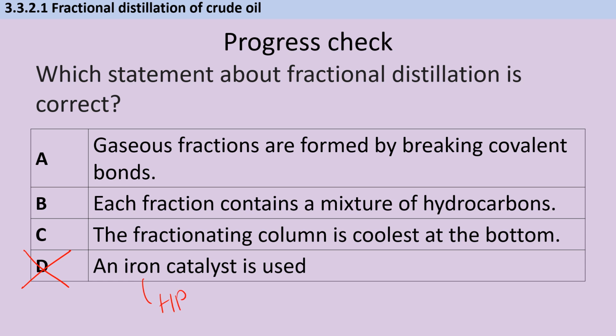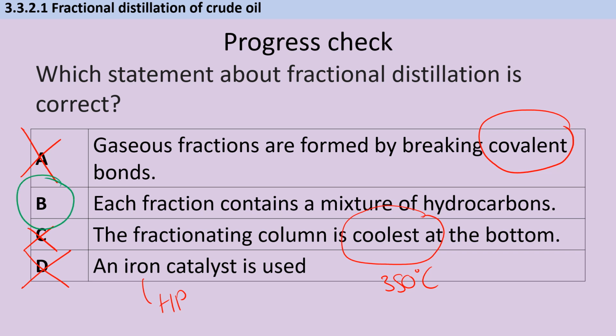Next up, I've got the fractionating column is coolest at the bottom. Well, that's not going to be true because the bottom of the fractionating column is where we find our furnace. That's going to be about 350 degrees C. So C is definitely also incorrect. The first option says that gaseous fractions are formed by breaking covalent bonds, and we know that that's not the case. Those small covalent molecules, when they boil or even when they melt, it's not the covalent bonds that are being broken, it's the weak intermolecular forces. So we can rule out that one as well. And our correct answer is going to be that each fraction contains a mixture of hydrocarbons.